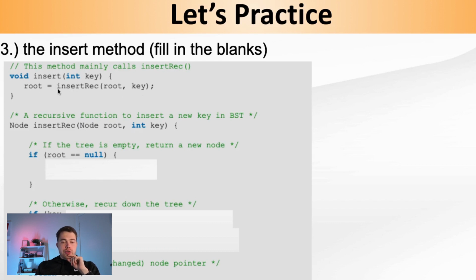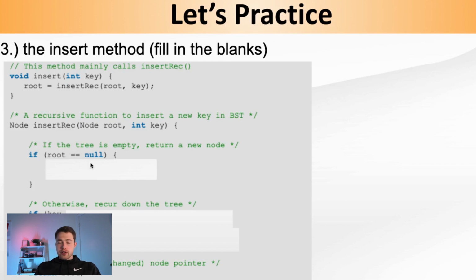So we're going to call the recursive method which will be inserting the node. Here you can see node insert track, which means that it's going to return a node. The method is going to do something, and then it's going to return a node, basically a pointer, a reference to the node. So what do we do in this insert?